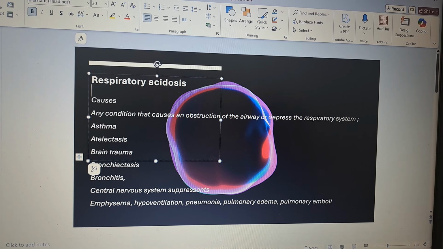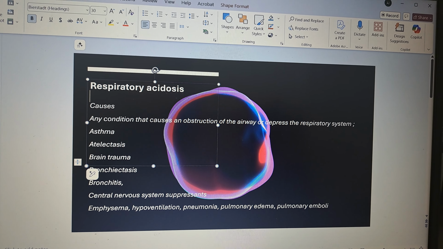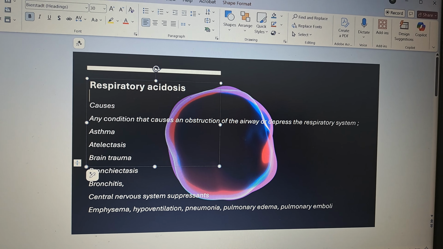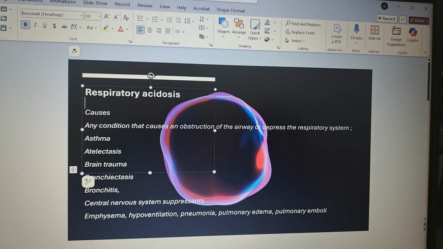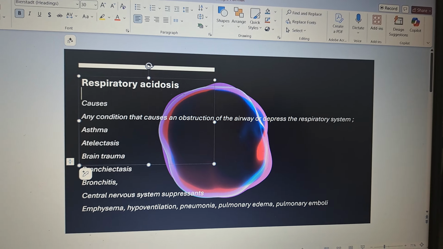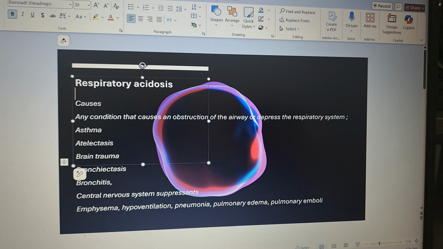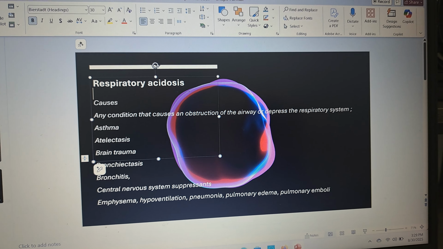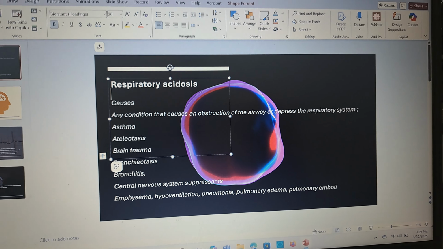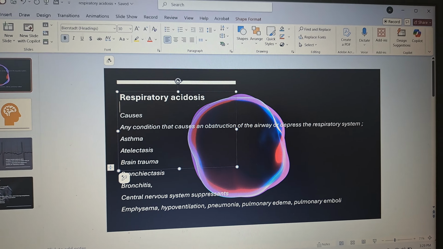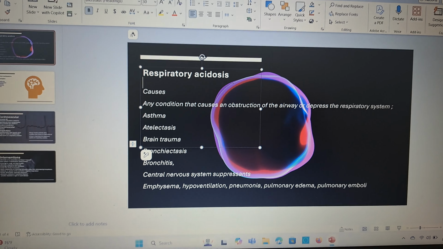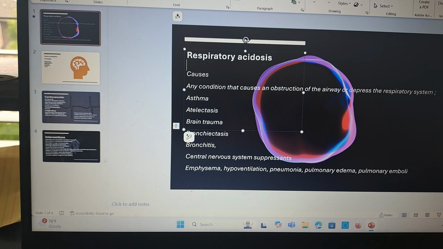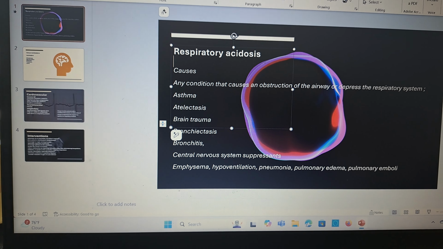And then emphysema. In emphysema, there is loss of elasticity of the alveolar sacs. Due to the loss of elasticity, that restricts the in and out flow of air. So that leads to increased CO2. The carbon dioxide is retained inside the lungs. Okay, next one is hypoventilation. Same as decreased respiration, so retention of carbon dioxide.